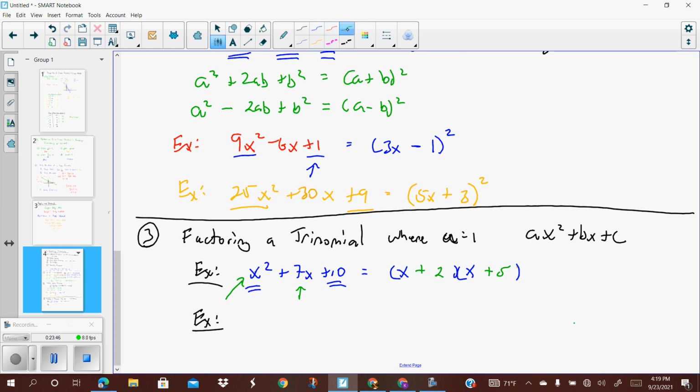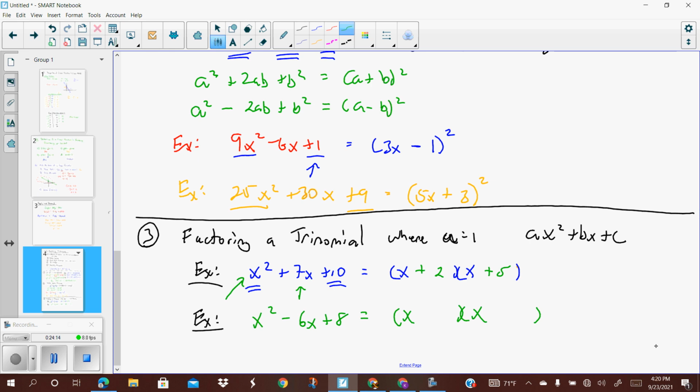Let's try x squared minus 6x plus 8. Again, the coefficient out in front of the x squared is a 1, which means it will always start off this way, x and x in the first entries. So the question is, what multiplies together to give you positive 8, but adds together to give you negative 6?